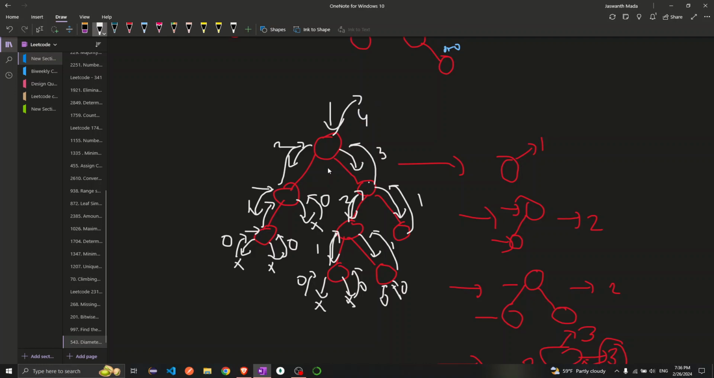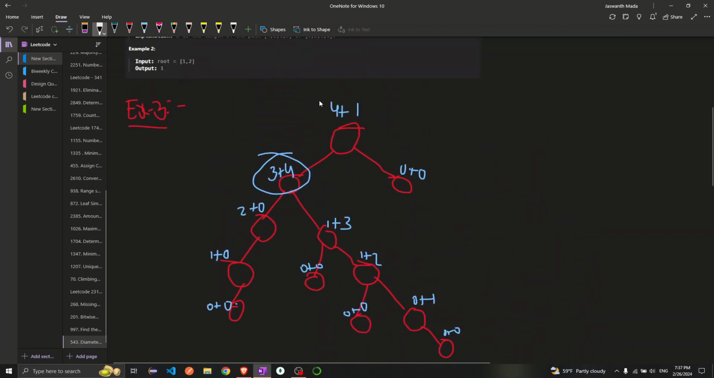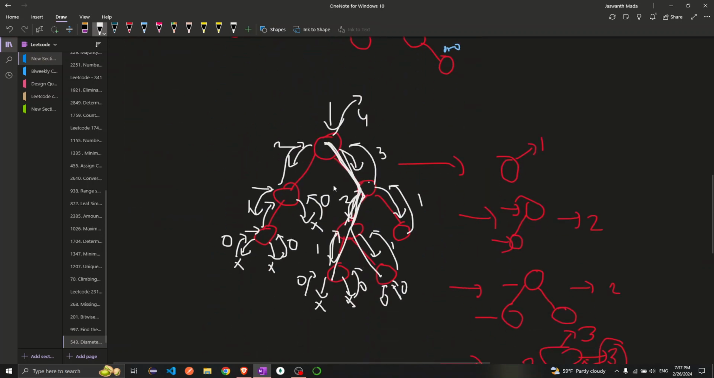So the height of the tree is 4. This level is 1, this level is 2, this level is 3, and this level is 4. So this is how we're going to do this. At every level, I'll start from here. So we found out how we can find the height of the tree, right?